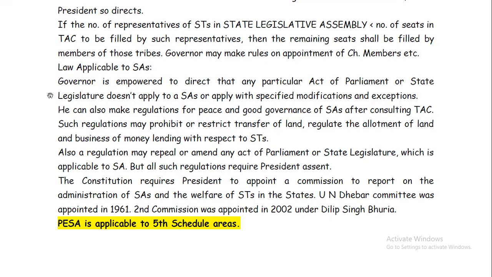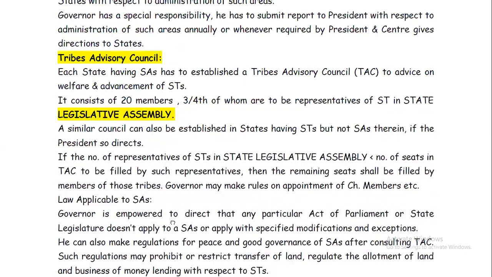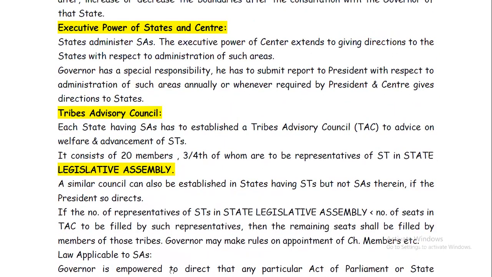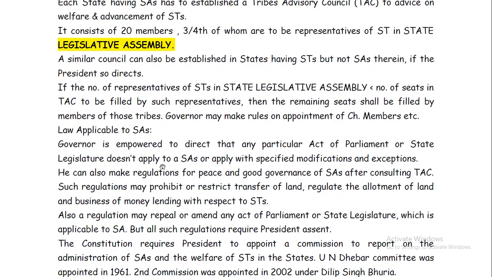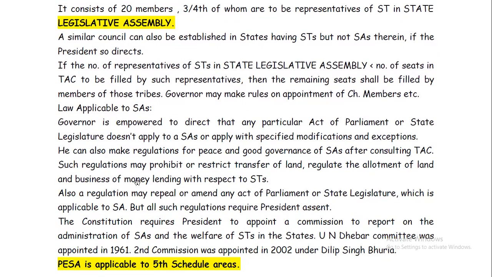Means if some law is being passed by the state legislative assembly, or some act of Parliament, then such law may not be applicable to the scheduled areas or may be applied with some modification and exception. And who can do that? The Governor can do that. Okay. Now, you got it, how the law is applicable to the scheduled areas.